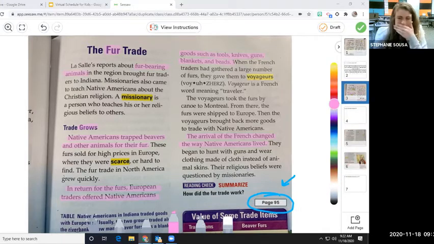There we go. Okay. So you're going to figure out what is the main idea. What is it about fur that is so important from this text that we should write about?